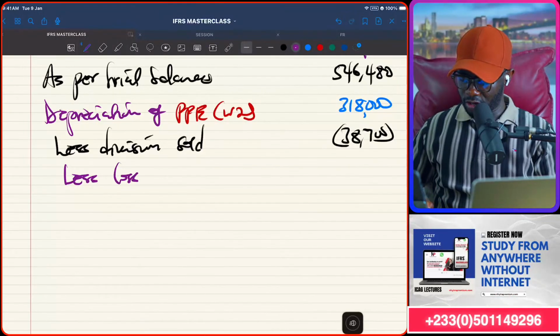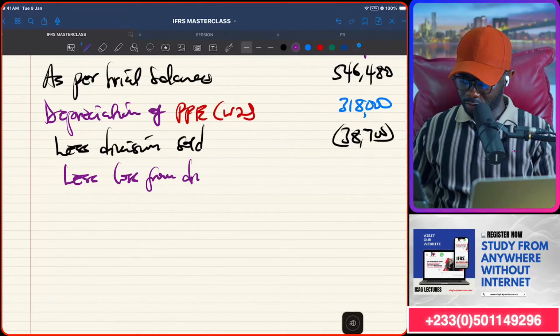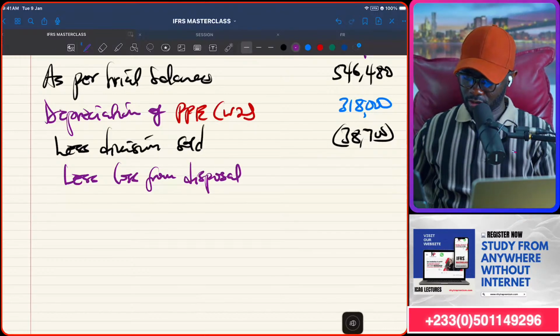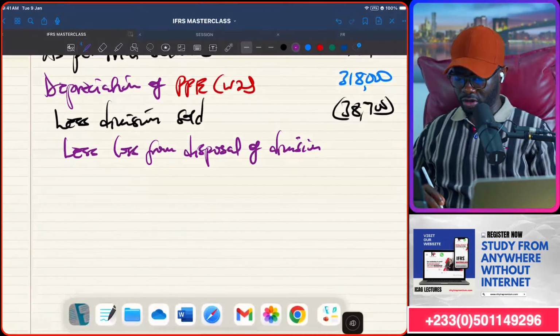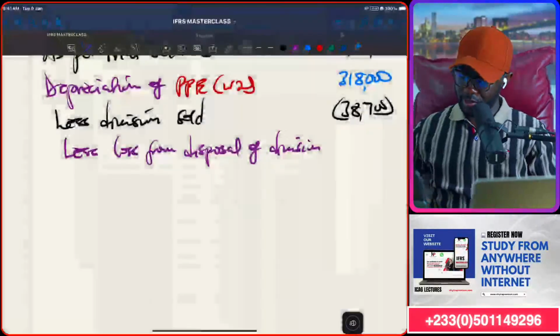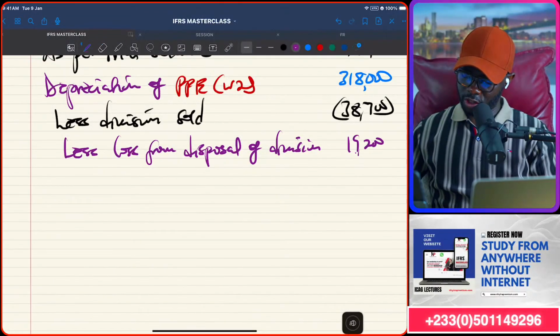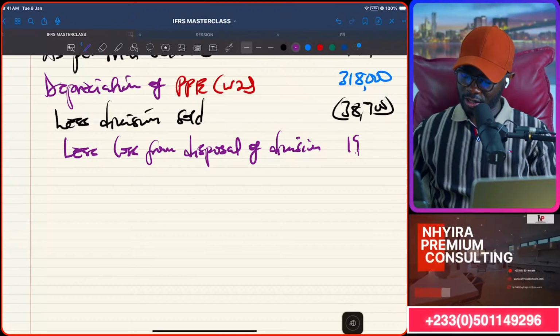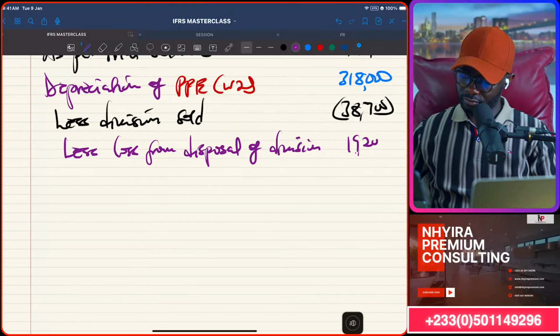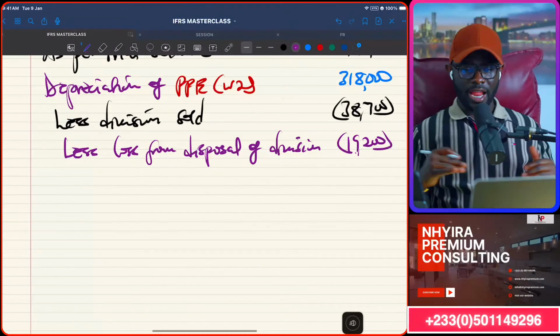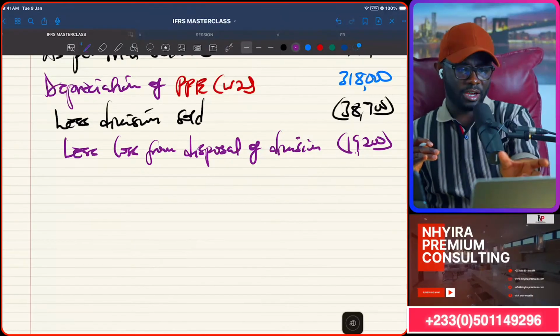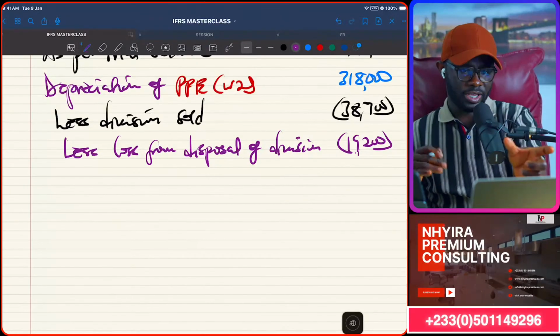So we less loss from disposal of division, because it is not supposed to be in cost of sales. 19,200. If anything, loss from disposal of assets should be part of a different line item on the face. So it cannot be under cost of sales. So we will take it from cost of sales.